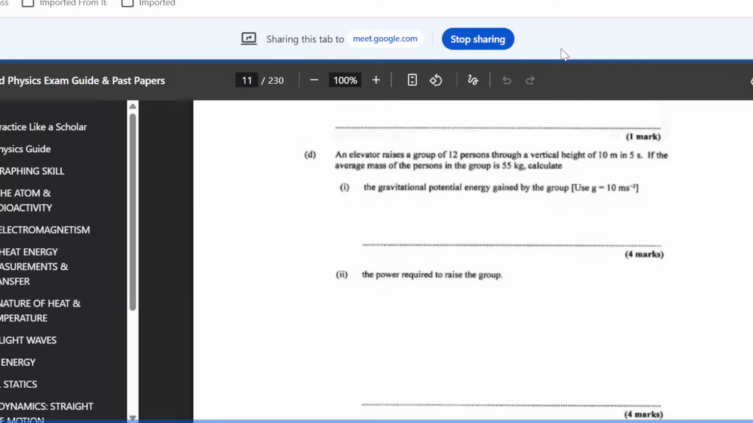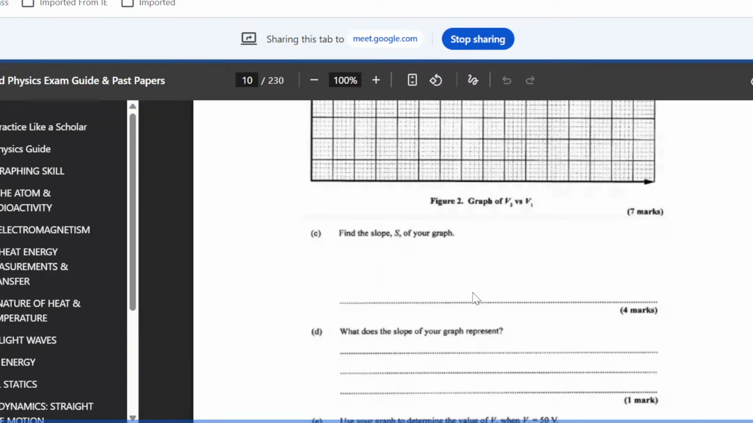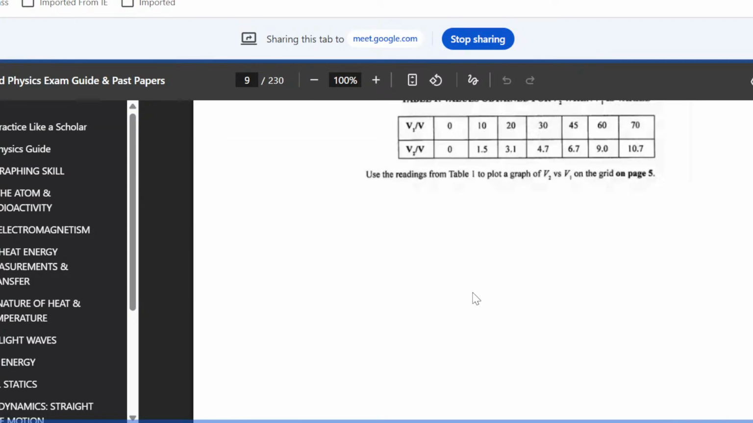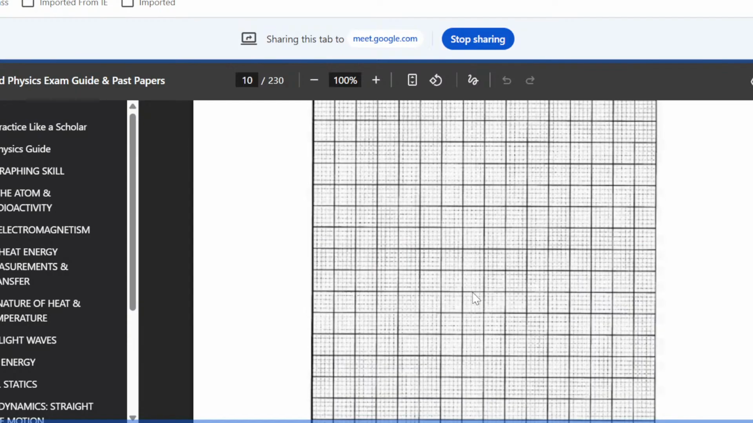Alright, an elevator raises a group of 12 persons through a vertical height. Oh, somebody has a question? Sir, can you remember what year past paper this is? I think this is 2025. Alright, sir, thank you. Hold on, let me check if it's January. Yes, it's January though.